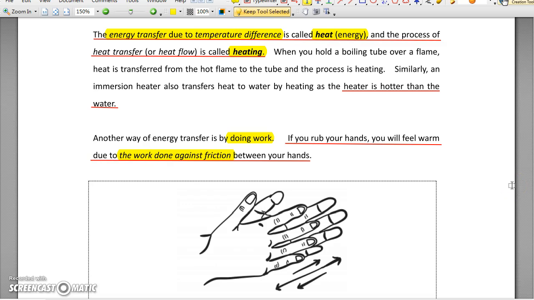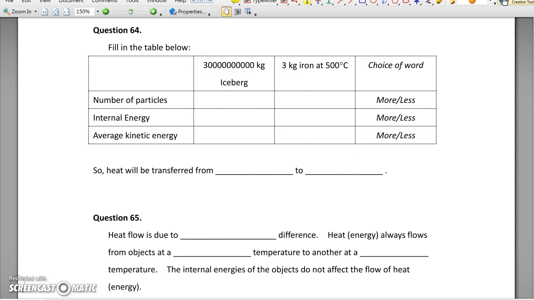There are two common methods in physics for heat transfer. One is by heating, such as using an immersion heater. The other is by doing work, which makes use of the work done against friction, such as when you rub your hands. Do these questions after the video.